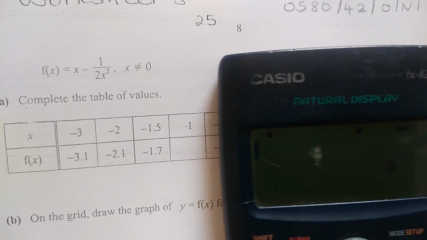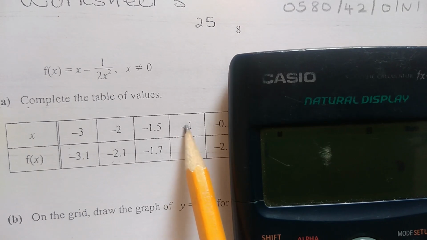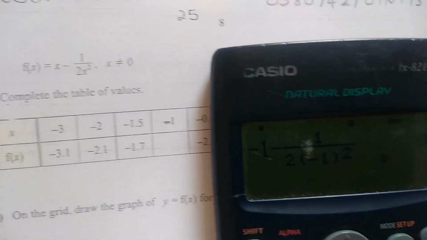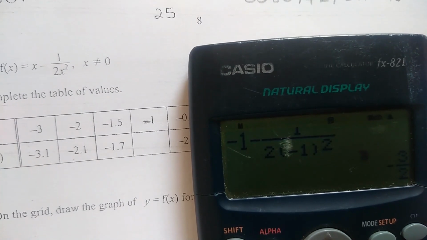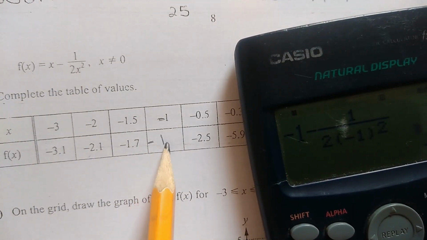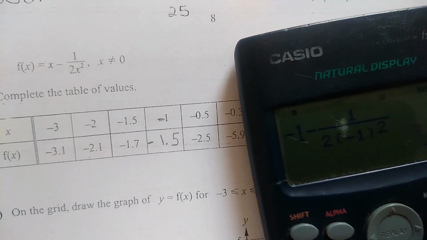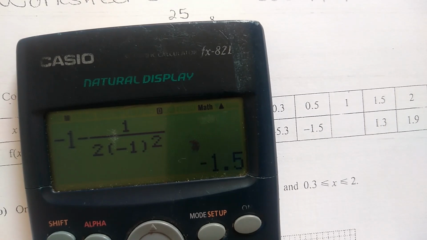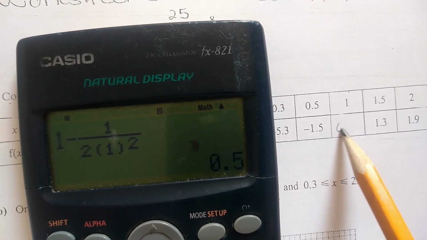Okay, now let's complete the table. We have -1 here. So we're just going to say -1 minus 1 all over 2 times -1 squared. We're going to get -1.5. What about 1? For 1, we are going to have 0.5.